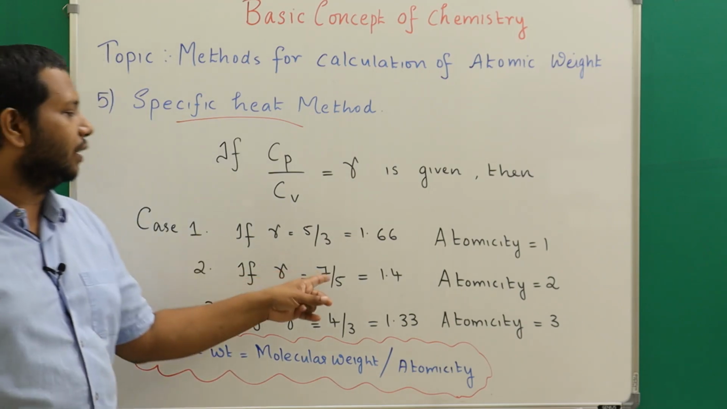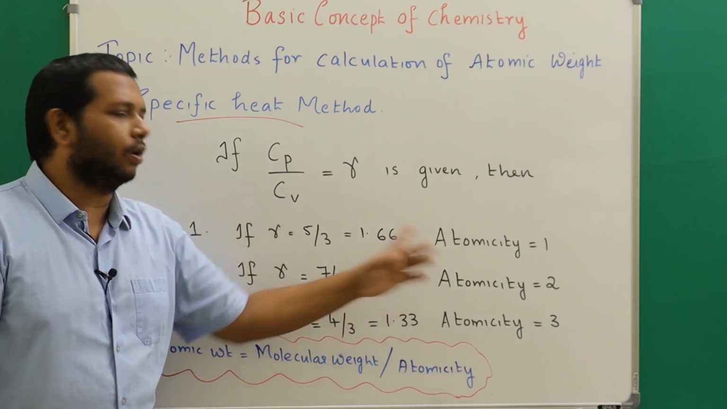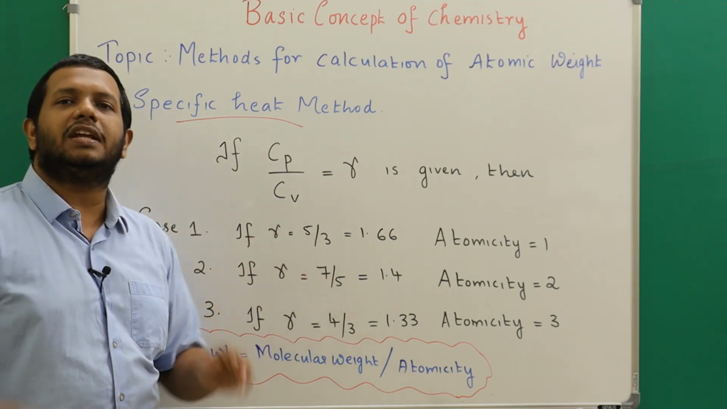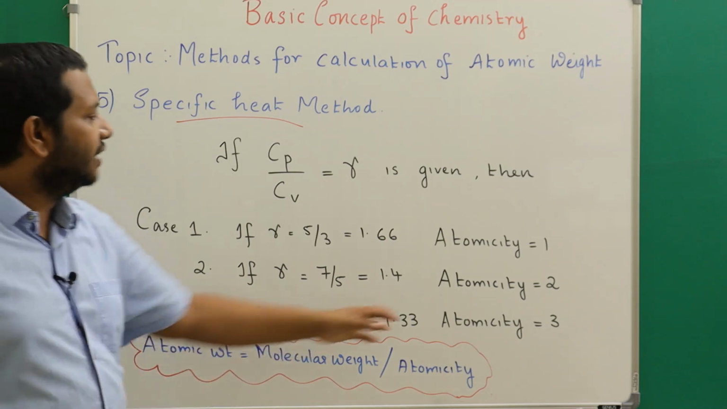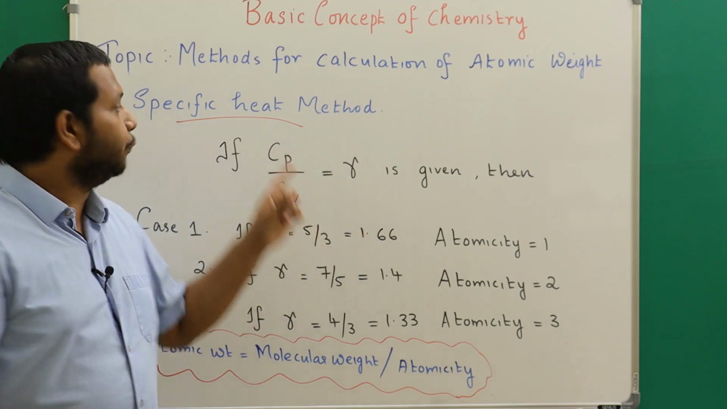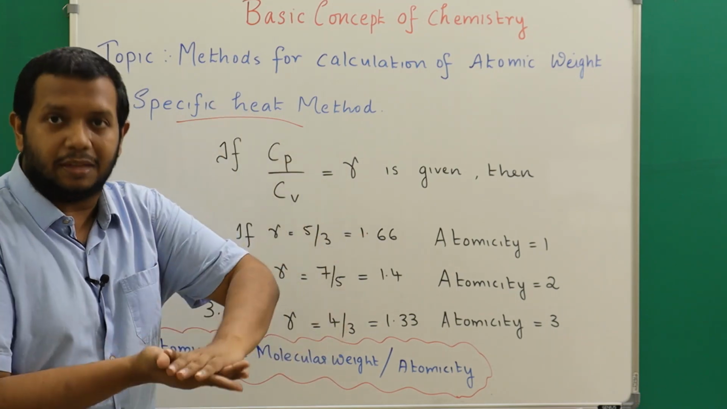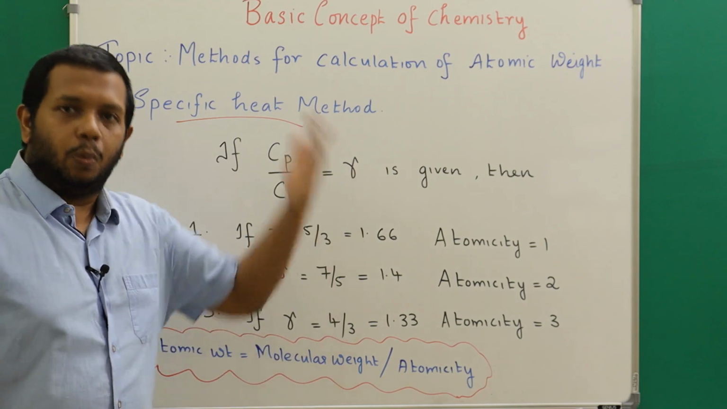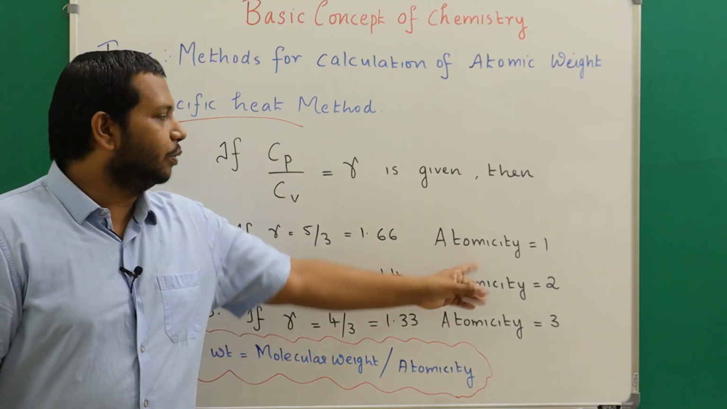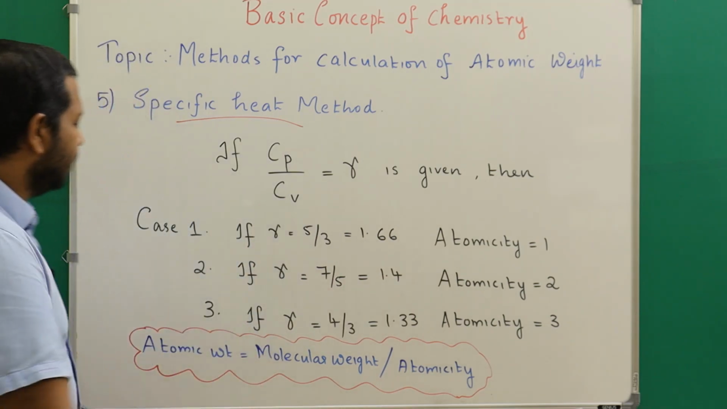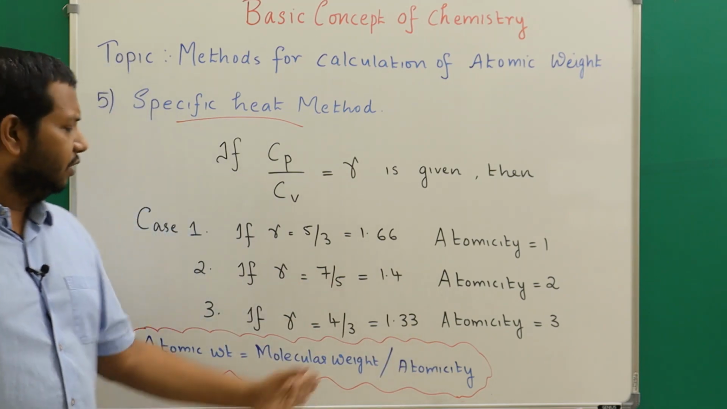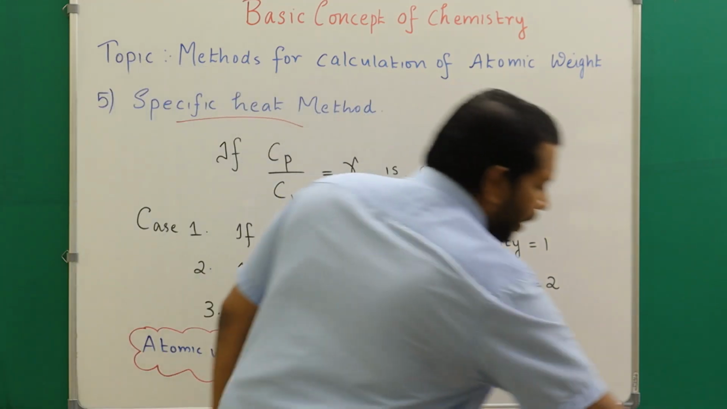And if gamma is equal to 7 by 5, that is 1.4, we say the atomicity is equal to 2. And if gamma is equal to 4 by 3, that is 1.33, we say the atomicity is equal to 3. So in exams they may give different clues to find out Cp and Cv. Then you need to divide Cp by Cv to get the gamma value. Once the gamma value is identified, check which atomicity it belongs to. Once you calculate the atomicity, it is very easy. Just apply our formula: atomic weight is equal to molecular weight divided by atomicity. This we have already learned. If you have doubt, I will just explain.